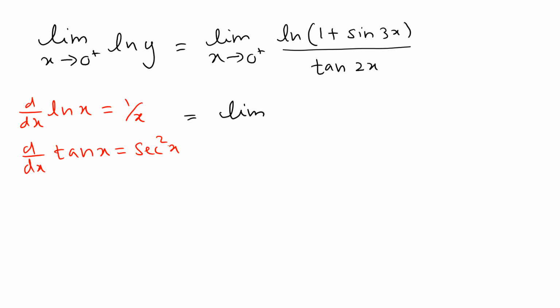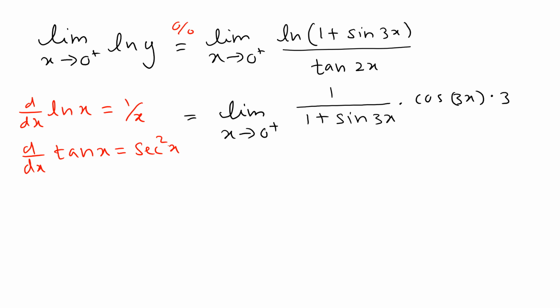Again, the reason is it is a 0 over 0 problem, type 1. So x goes to 0 plus. When you take the derivative, you can see the function goes down. It's a chain rule. 1 plus sine 3x, and then multiply by the derivative of the inside function, which is cosine 3x, and then times the derivative of the inside function, which is 3. So that's what you get for the derivative of the top. The derivative of the bottom is simply secant squared 2x times 2. So this is how we use the chain rule for this problem.